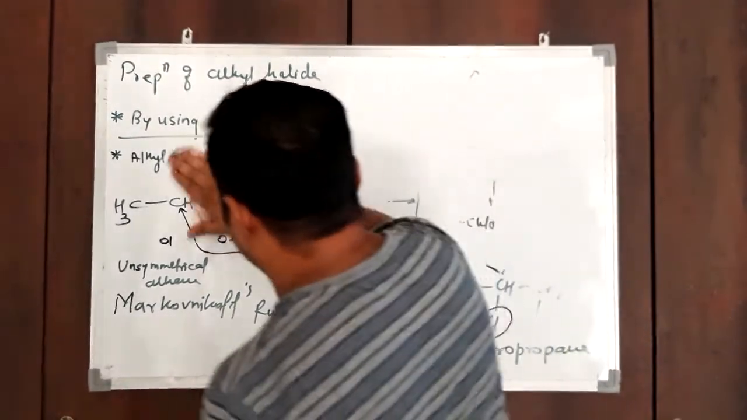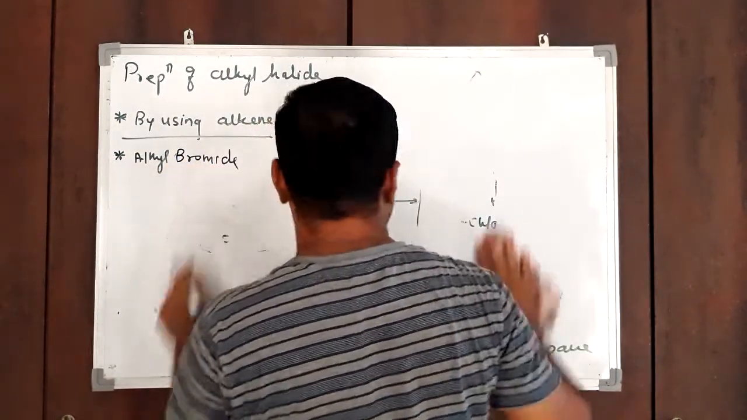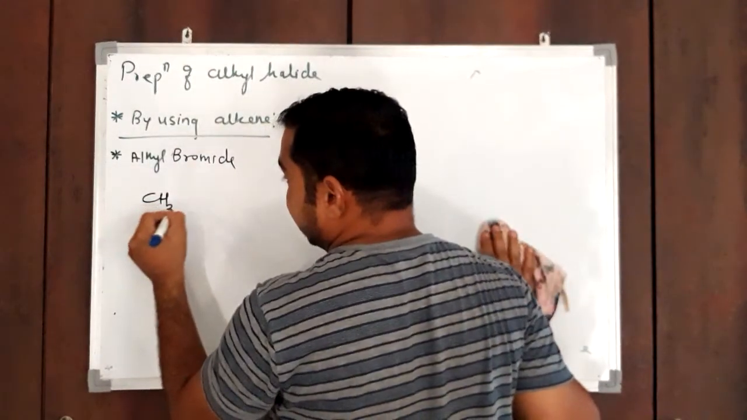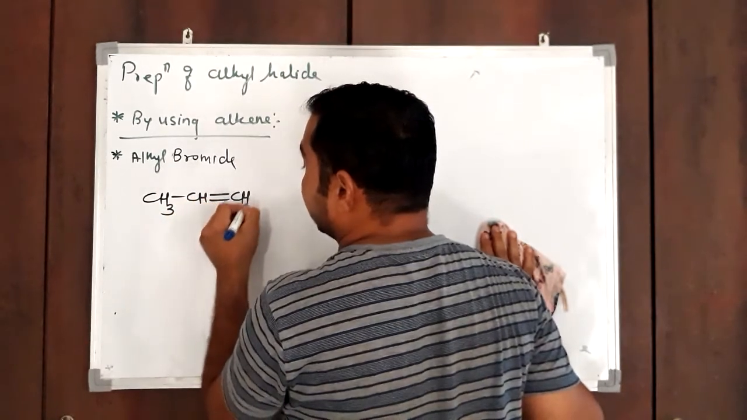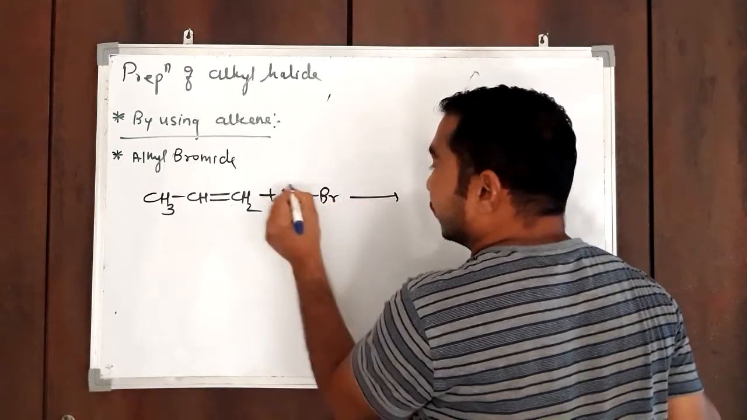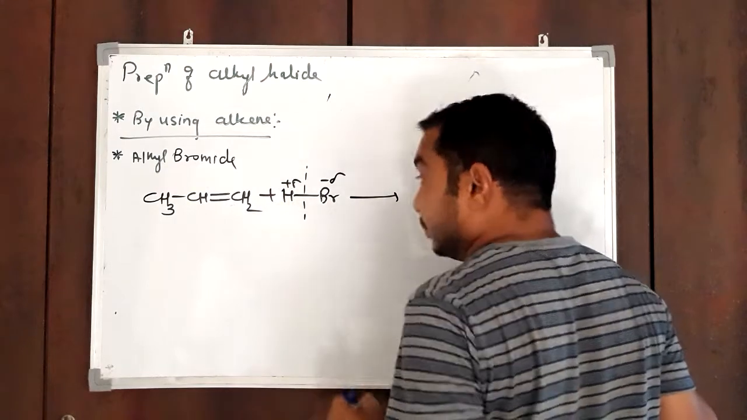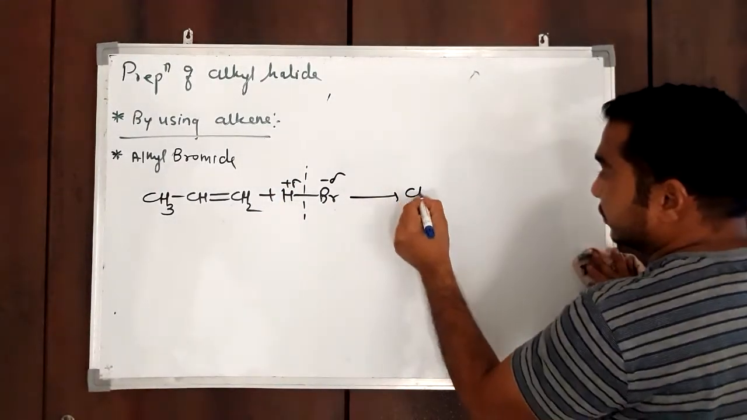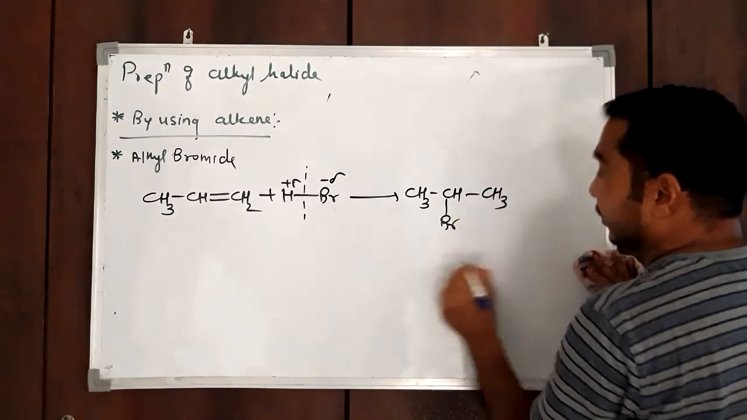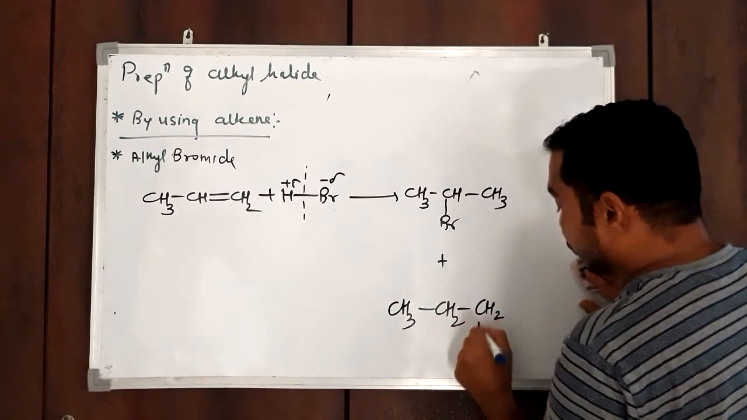And if you want to prepare alkyl bromide, then we have to use HBr. Same reaction, CH3CH=CH2 plus HBr. We know this is an unsymmetrical alkene and this is an unsymmetrical reagent. Then two products are obtained. One is CH3CHBrCH3 plus CH3CH2CH2Br.